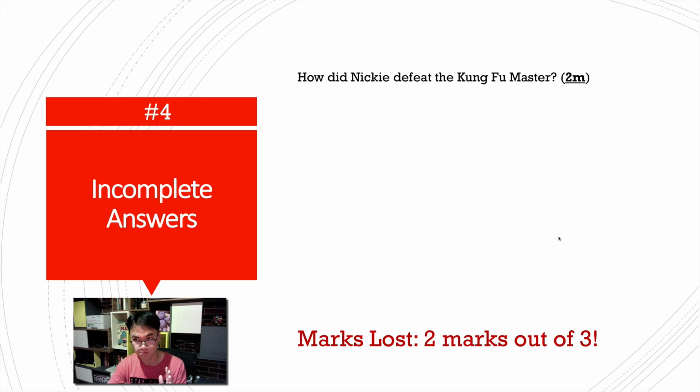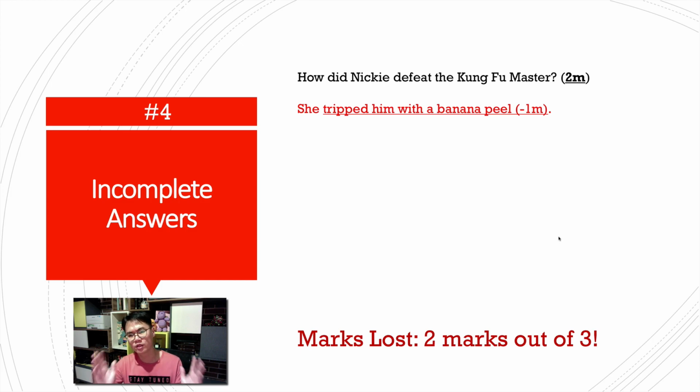Right, let's take a look at the error that is made here. Okay, so she tripped him with a banana peel. So tripping the Kung Fu master with the banana peel is worth 1 mark. But where is the other mark? So notice here, I've noted minus 1 mark, okay? Which means that there's something missing in my answer. A 2-mark answer with only 1 point is surely missing something. So let's take a look at the complete answer.